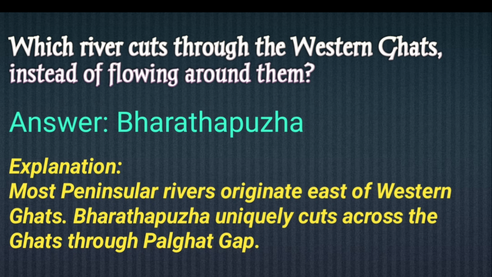Which river cuts through the Western Ghats instead of flowing around them? Answer: Bharatapuzha. Explanation: Most peninsula rivers originate east of Western Ghats. Bharatapuzha uniquely cuts across the Ghats through Palghat Gap.